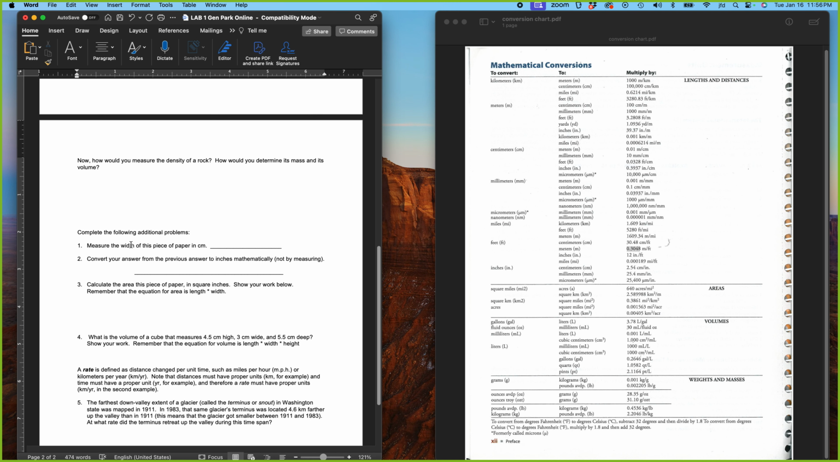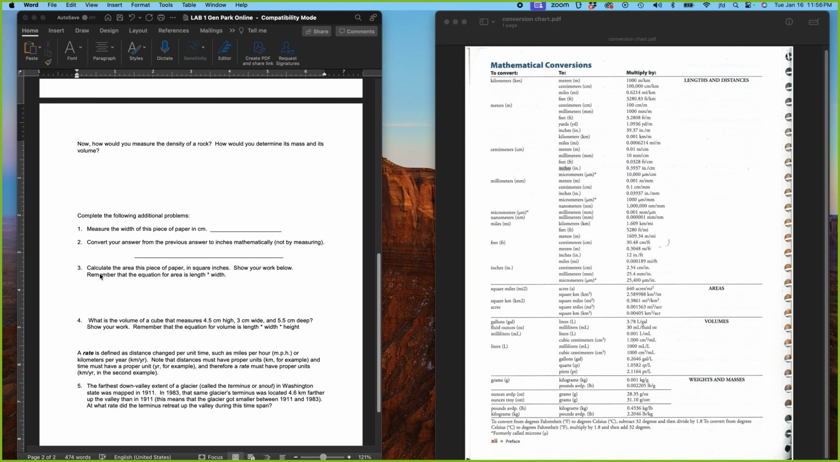Down here, we're measuring the width of this piece of paper, so another measuring question. We want to measure this in centimeters. CM stands for centimeters, and we want to convert our answer into inches. So we can use our conversion chart again to convert from centimeters into inches, okay? That conversion would be centimeters, we want to go into inches, and so we would multiply by 0.3937, okay?